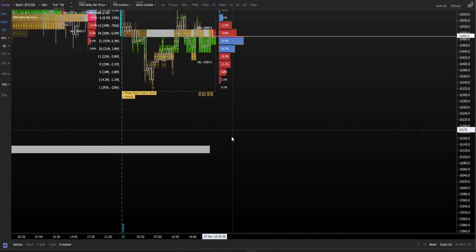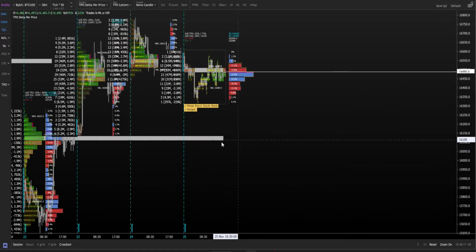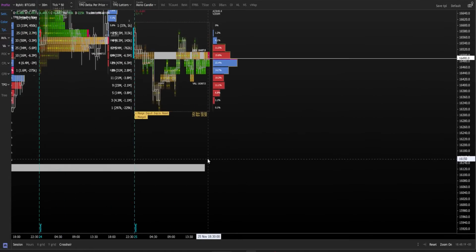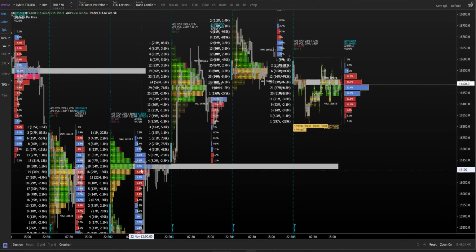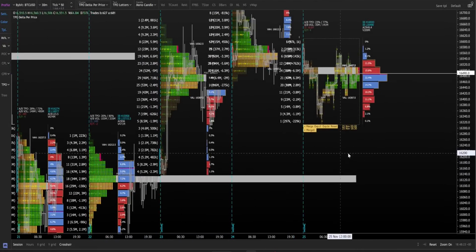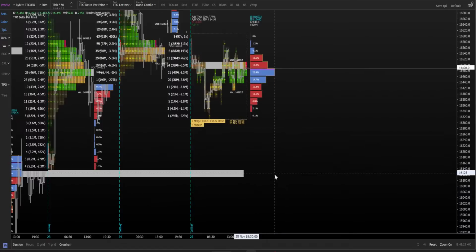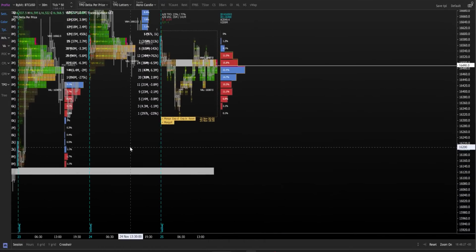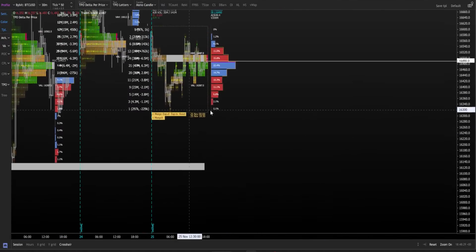Again, we had a row of single prints here and we bounced off of this time point of control. This is our time point of control, not a volume point of control. There's a difference between time and price. But let's just say we bounce off of this time point of control, which you're only going to be able to see on a TPO chart. We would then have a row of single prints and we'd have a distribution here, single prints, a second distribution. This would be a double distribution day.